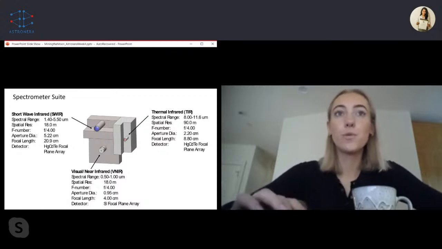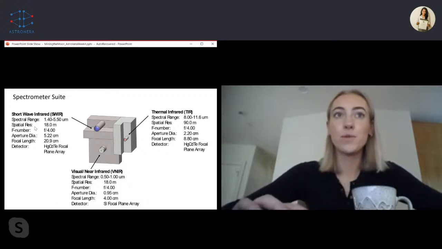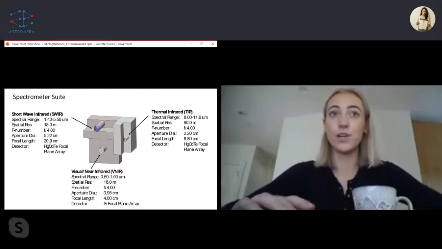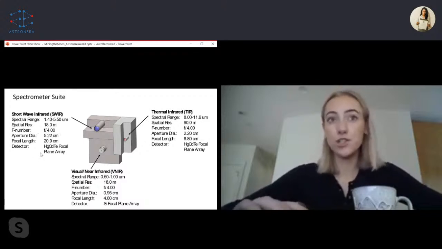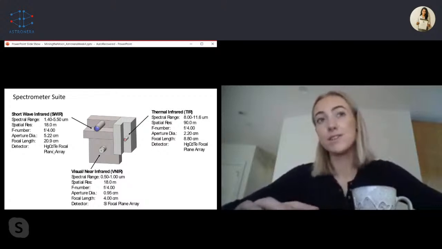And for the shortwave IR telescope, similar spatial resolution was desired, but because of the spectral range and the slightly higher wavelengths, we needed a larger aperture diameter and a larger focal length, and this ratio was still the same, F4. But the detector changed because now we're looking at slightly longer wavelengths.